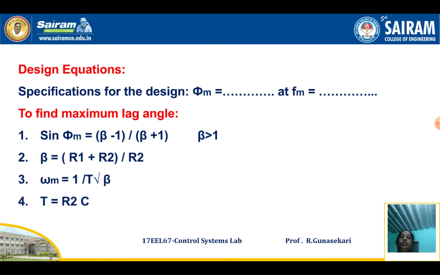Then design equations. First we have to specify the maximum phase lag phi m with respect to the maximum frequency fm. To find the maximum lag angle, sin phi m equals (beta minus 1) divided by (beta plus 1), where beta is greater than 1. Beta equals (R1 plus R2) divided by R2. Omega m equals 1 divided by T into root of beta. T equals R2C. So by using these formulas, you can design the R1 value, R2 value, and then the capacitor C value.